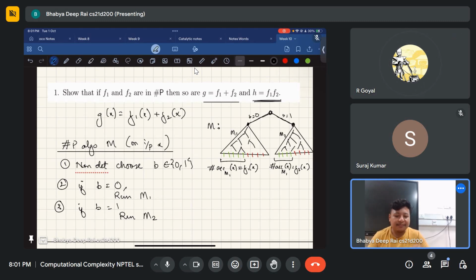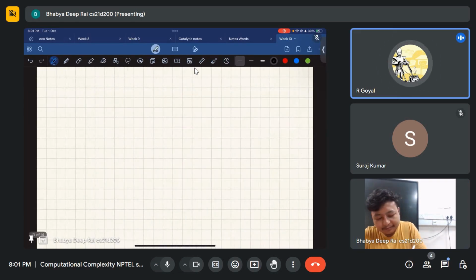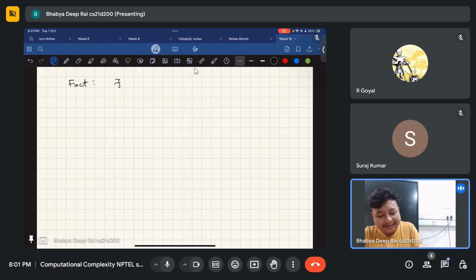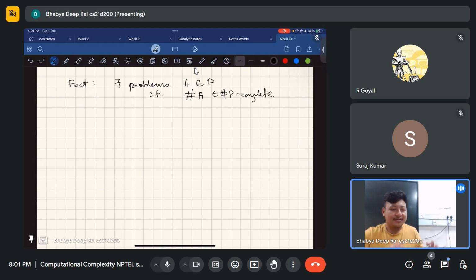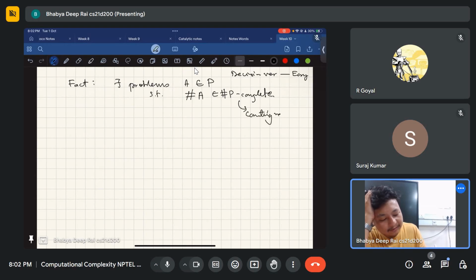And the fact is that there exist problems L in P such that Sharp A is Sharp P complete. That is what is most amazing about this: the decision version is easy, the counting version is hard. That is the most amazing thing about it.